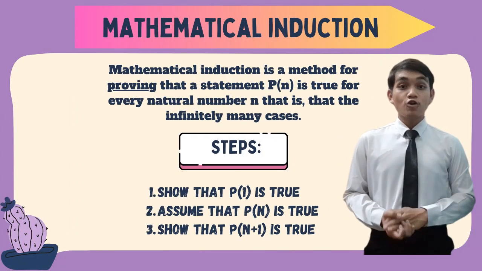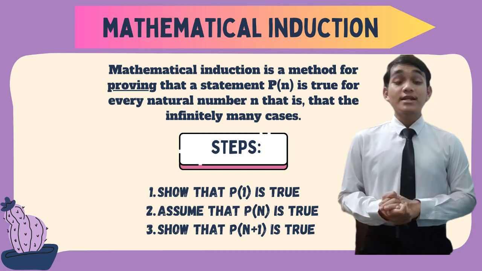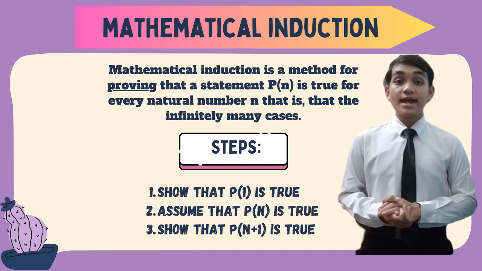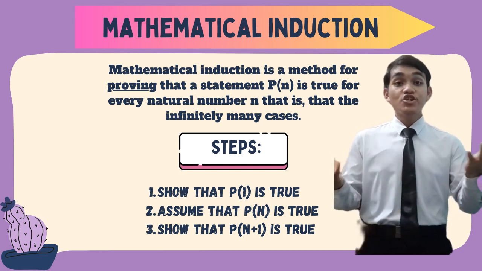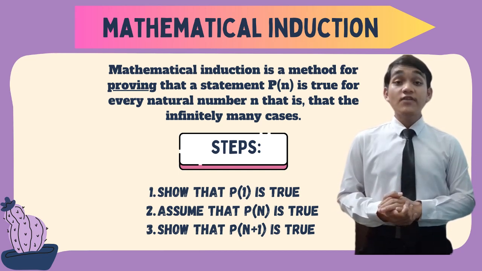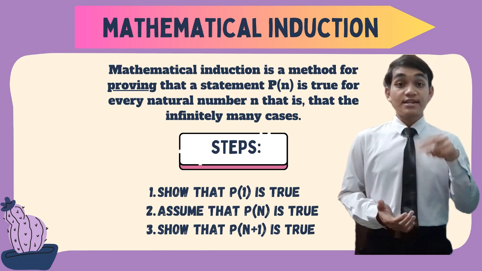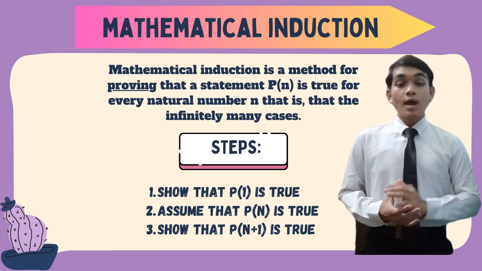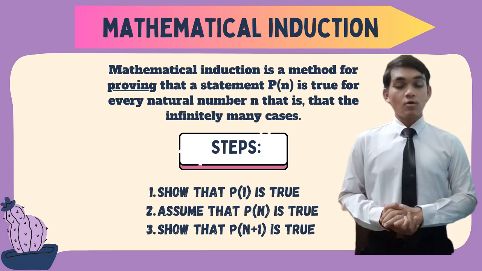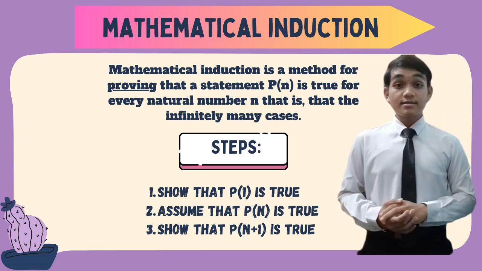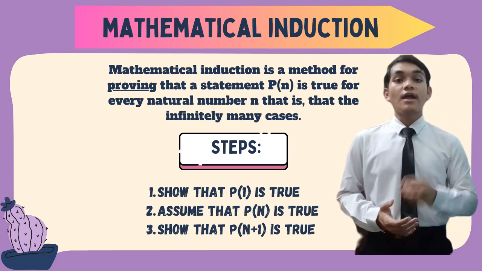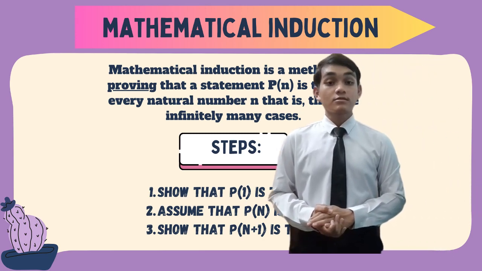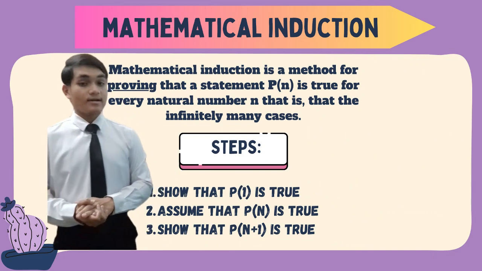Now, let's move on to mathematical induction. Mathematical induction is one method for proving that the statement P(n) is true for every natural number n, which has infinitely many cases. In this method, we have three steps. First, we must show that P(1) is true. Second, we must assume that P(n) is true. And the last step, we must show that P(n+1) is true. So let's take a look at the first example.